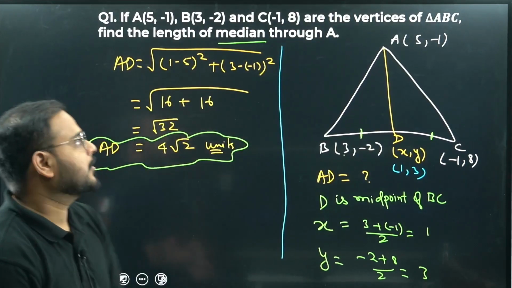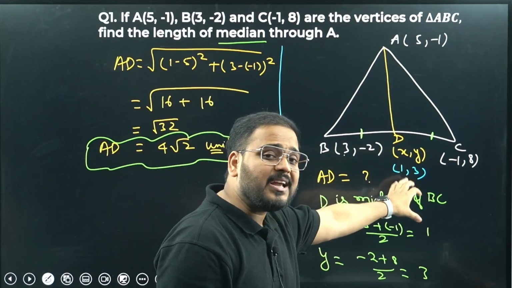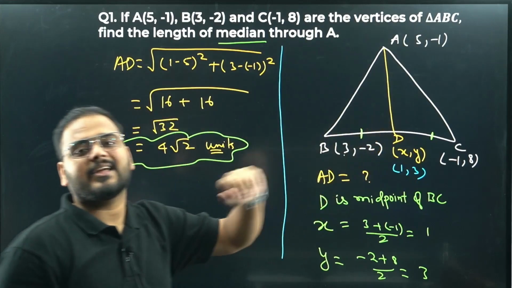Okay, moving on. I hope this is clear. It was an application of the midpoint formula to find the coordinate of D, and then we use the distance formula to find the length AD. Clear?